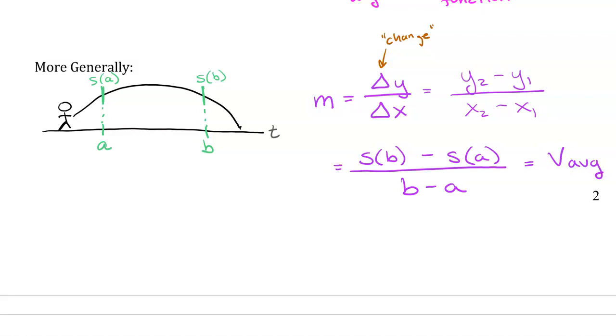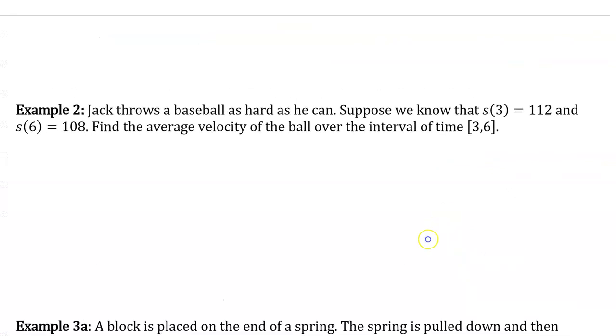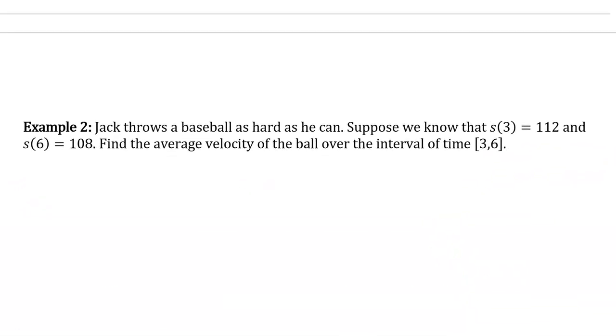So we can use this lovely formula that we just found, and we can figure out our next example here. So we're still on Jack. Jack throws a baseball as hard as he can. We know that the position at 3 seconds equals 112 feet, and the position at 6 seconds is 108 feet. So find the average velocity of the ball over the interval of time 3 seconds to 6 seconds. We can use the formula that we just created to let us do this.